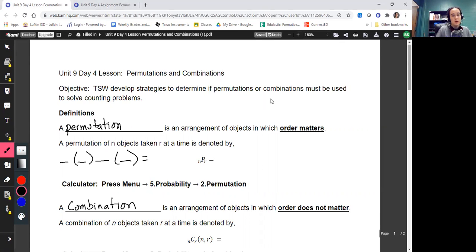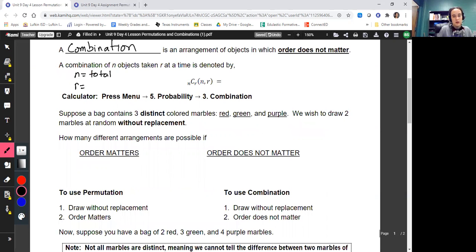Combination is an arrangement where our order doesn't matter. And we're going to use our calculator and go find our total number of objects, which is n, and how many objects or people we're choosing. And that's r. And then we plug it in, nCr, or n and r.